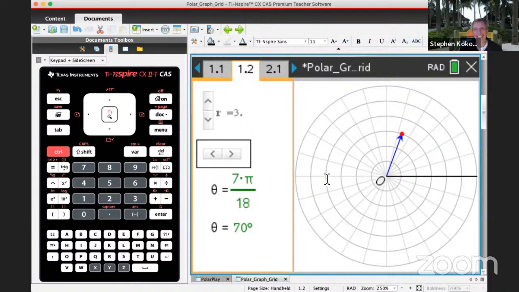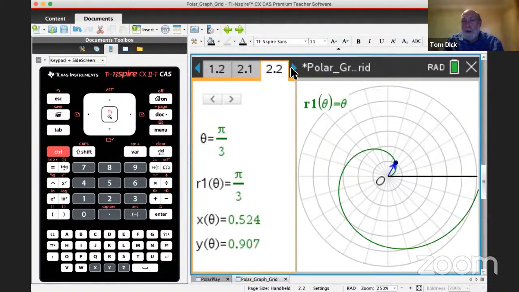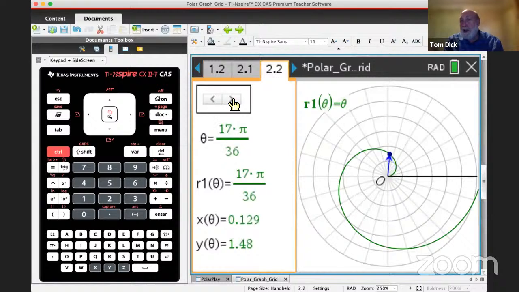precalculus. One can also graph on that polar grid. And here's that spiral again. Again, we can use this little slider to trace, and you can see how the polar grid helps. It helps you visualize exactly where you're at there.